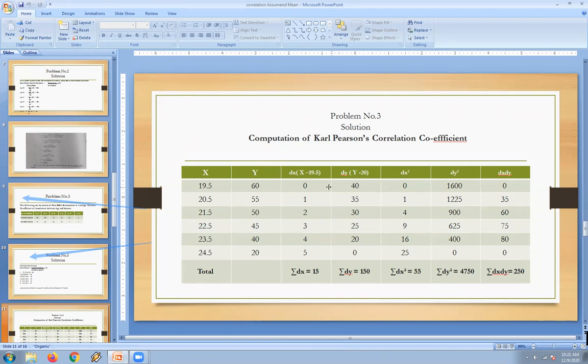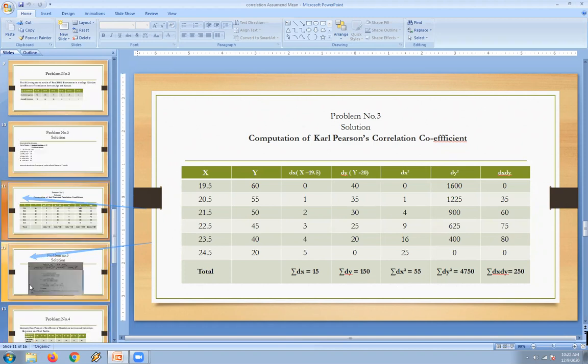Multiply dx into dy. 0 into 40 is 0. 1 into 35 is 35. 2 into 30 is 60. 3 into 25 is 75. 4 into 20 is 80. 5 into 0 is 0. Total all the values of dx, dy, dx square, dy square and dx dy. Sigma dx is 15, dy is 150, dx square is 55, dy square is 4750, and dx dy is 250.